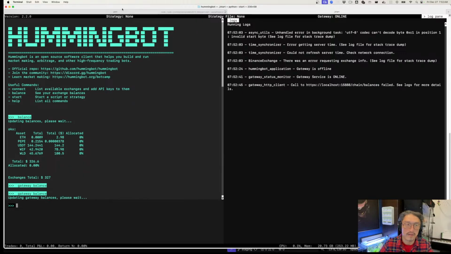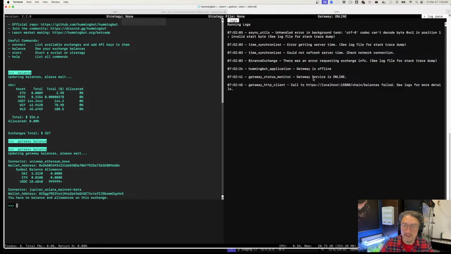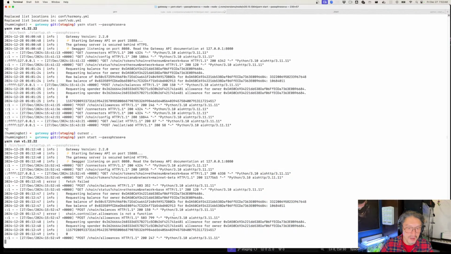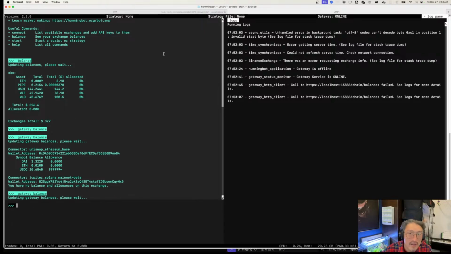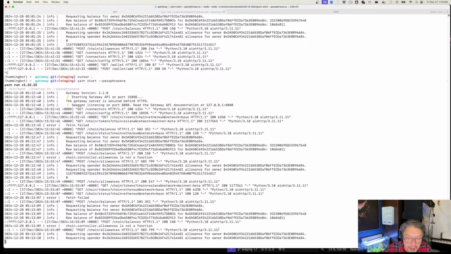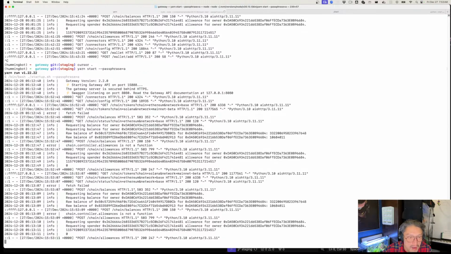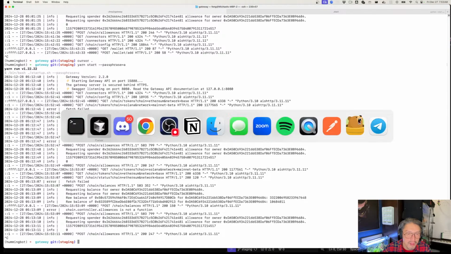Oh, the call to balance has failed for some reason. This is probably just a timing issue. Okay, it looks like it did fetch balances. Actually, wait, no, sorry, never mind. It looks like there's something with our Gateway where it's not fetching the right balance. Let's see. Fetch failed. Okay, so I think I need to do something different with my node. I think I know what the issue is.